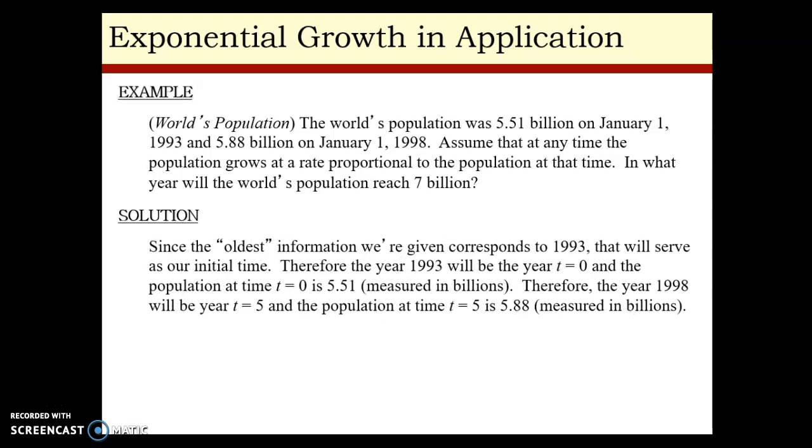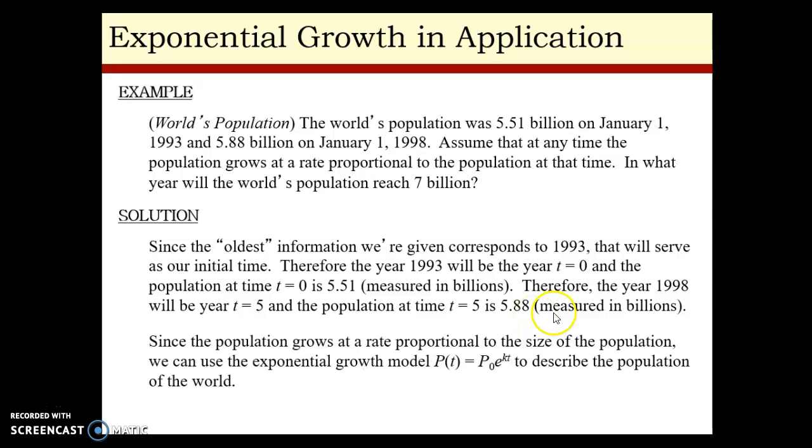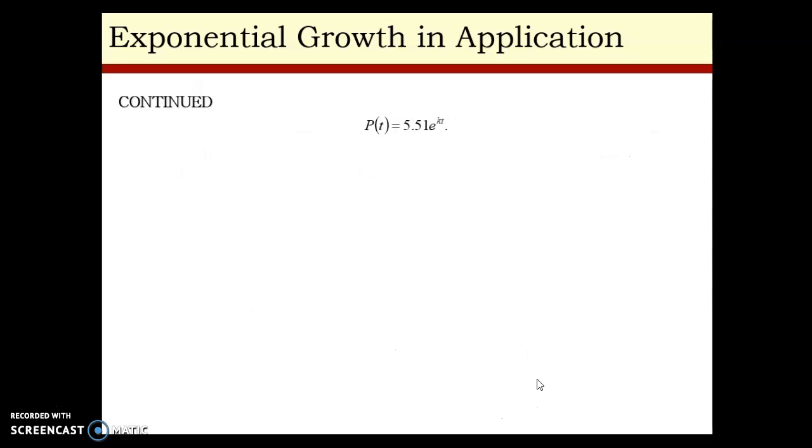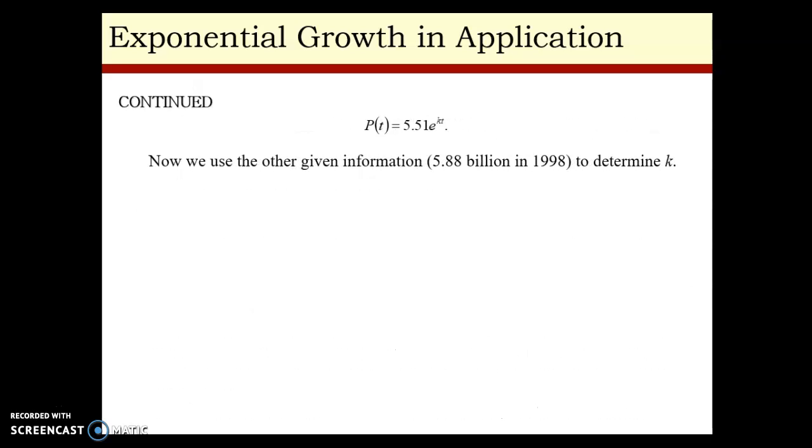So we look at 1993, that'll serve as our initial time. Time equals 0 at that point, and population is this in billions. In 1998, t equals 5, so just add 5 years, and it will be measured like this. So here's the formula that we're going to use. Let's see if we can figure this out. So the formula becomes this.